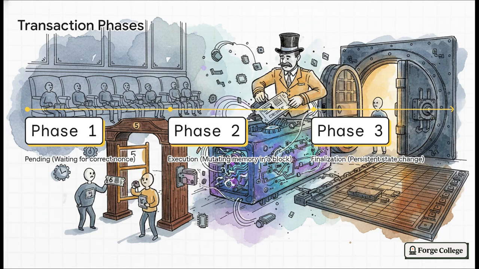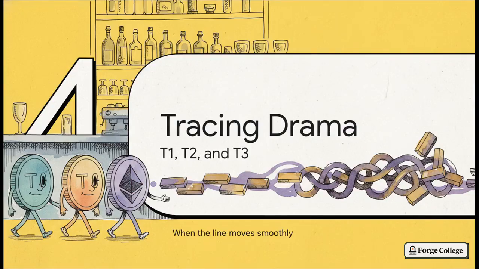Because the nonce dictates exactly when your transaction is allowed to graduate from phase 1 and enter phase 2. All right, Section 4. Tracing transaction drama.